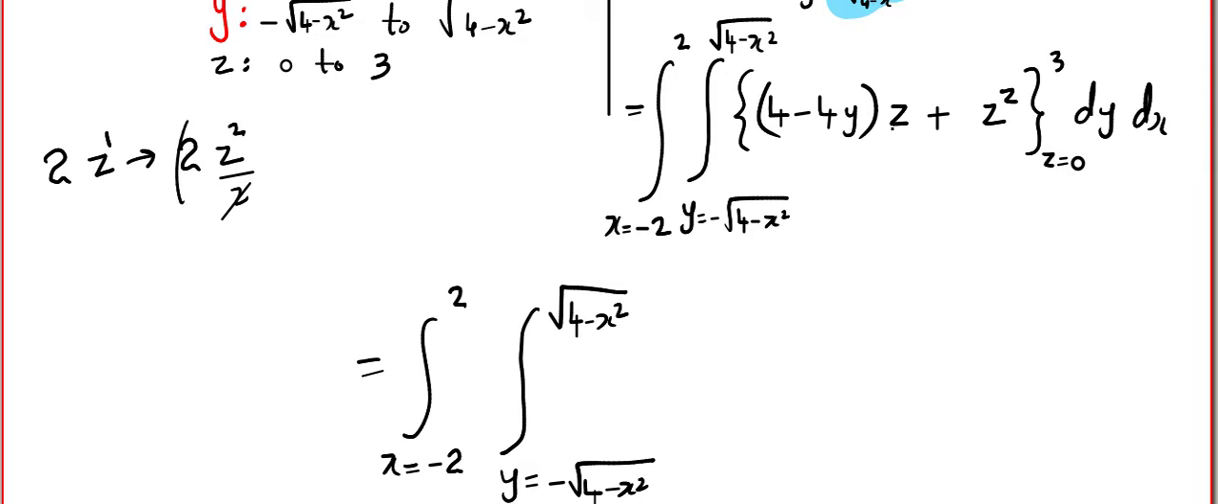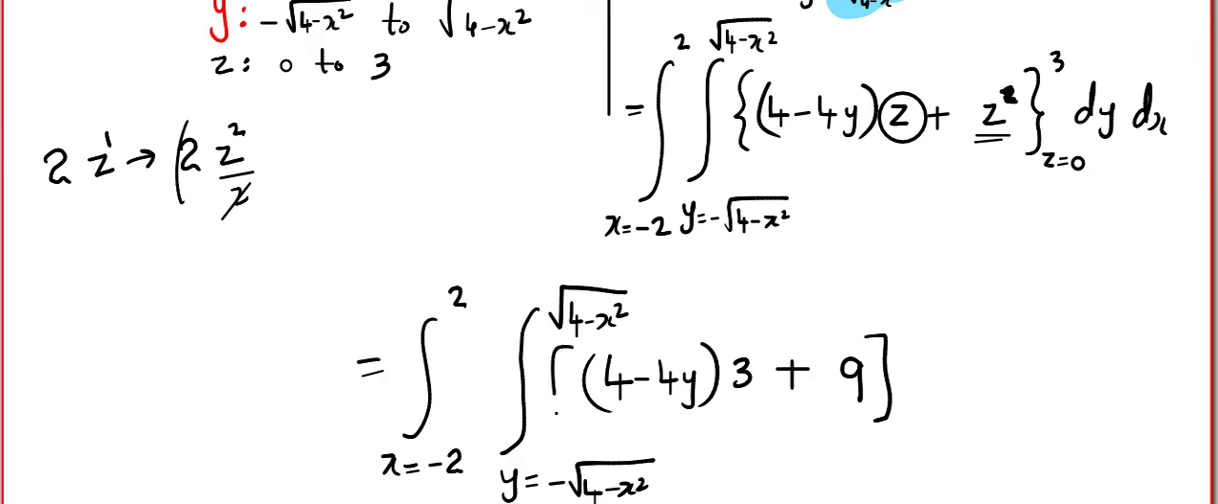So you can plug in upper limit. So when you plug in upper limit minus lower limit, you can see that we get 4 minus 4y into 3 minus 0, plus when you plug in upper limit minus lower limit here, you get 9 minus 0. Okay, so that's not a big deal. You can simplify that easily, dy dx.